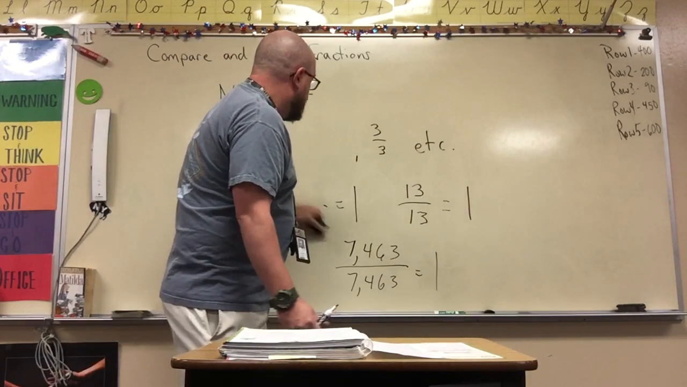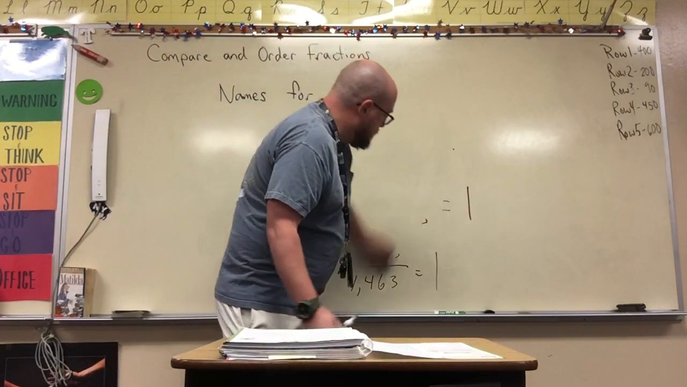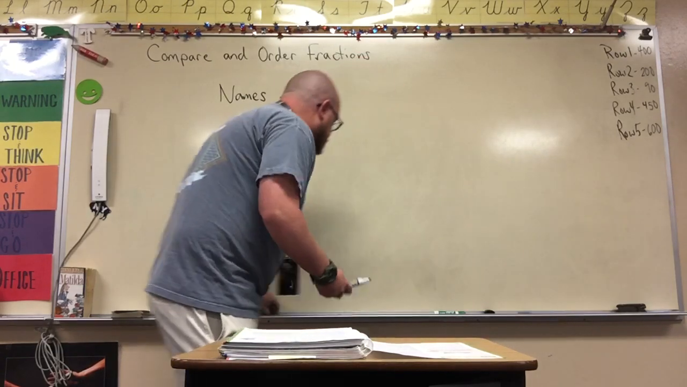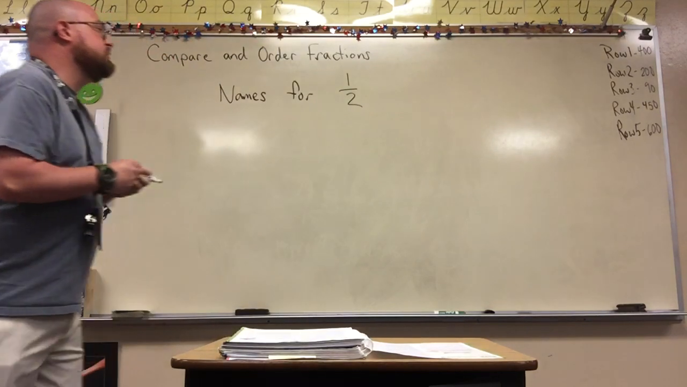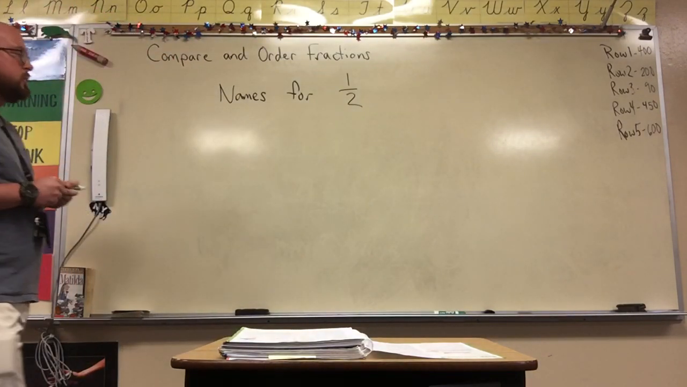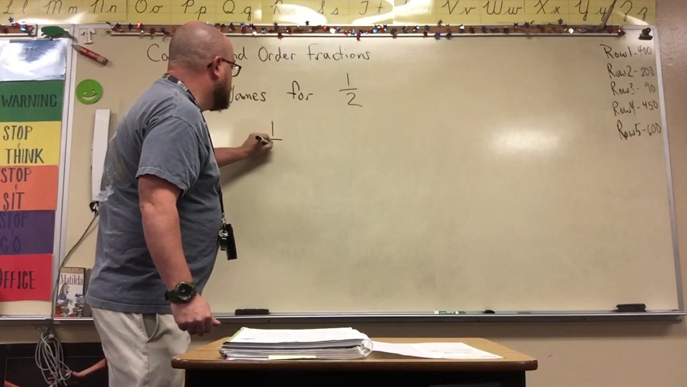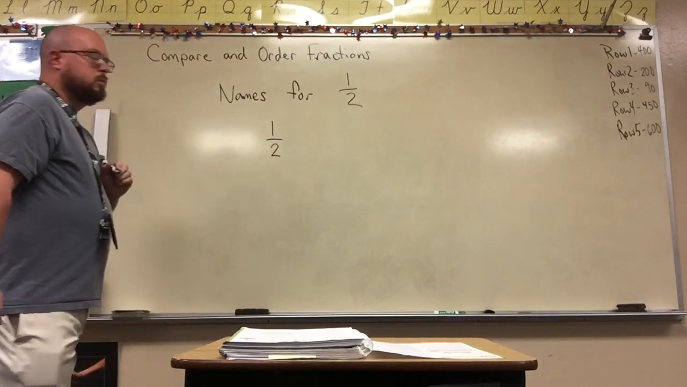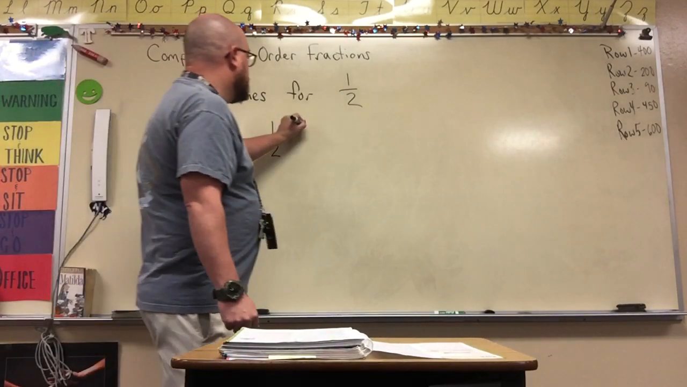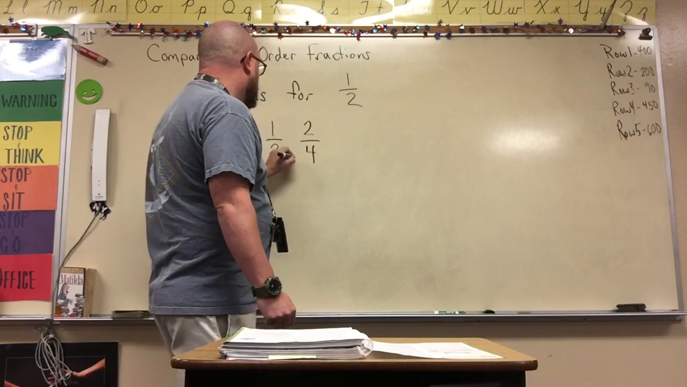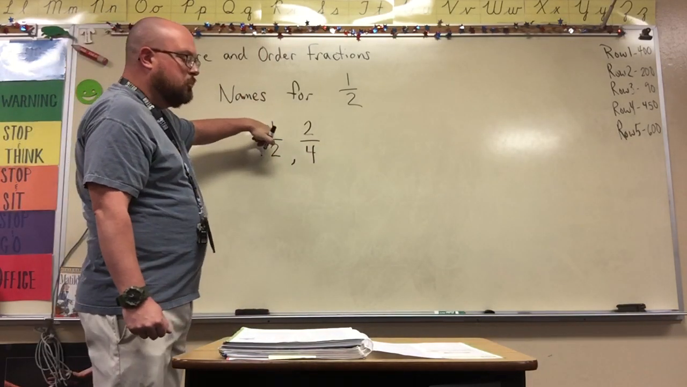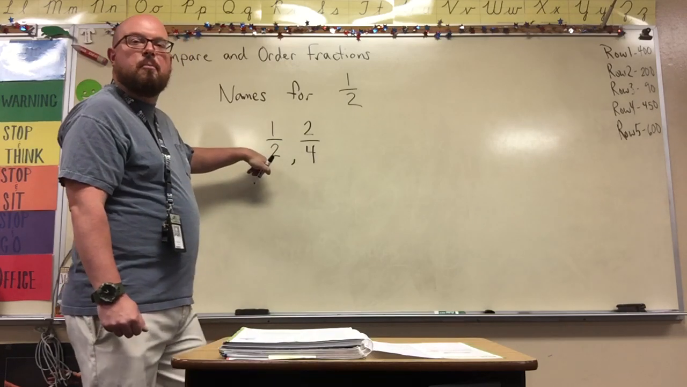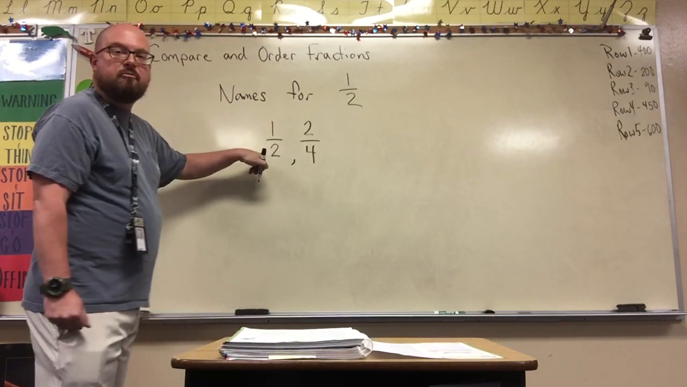The other one that we need to learn for this lesson is names for 1/2. Names for 1/2 aren't very difficult, but it is a little bit more of a trick. A half can look like 1 over 2, and it can also be 2 over 4. Now here's how this works. If the numerator is half of the denominator, it is equal to a half.